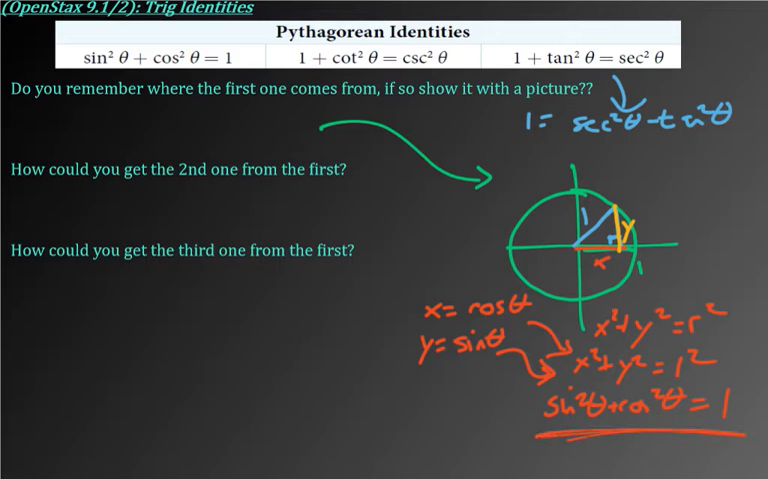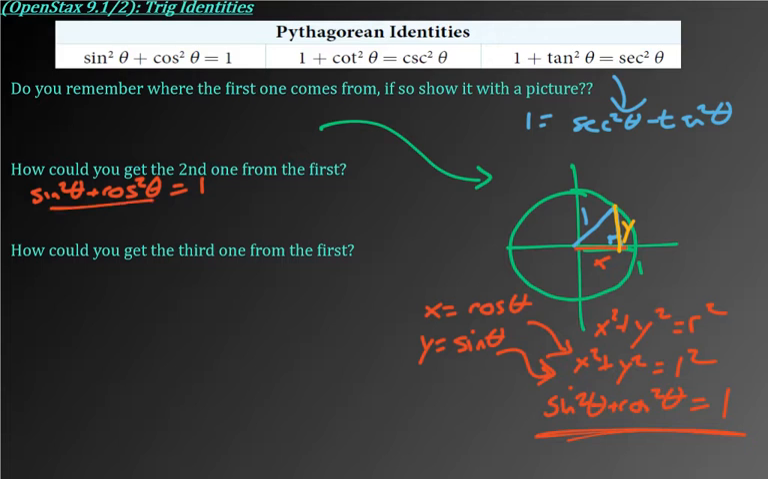So that is really where this one comes from. And this identity, you can get really quickly, right? If you take sine squared theta plus cosine squared theta equals 1, right? So let me write that down.